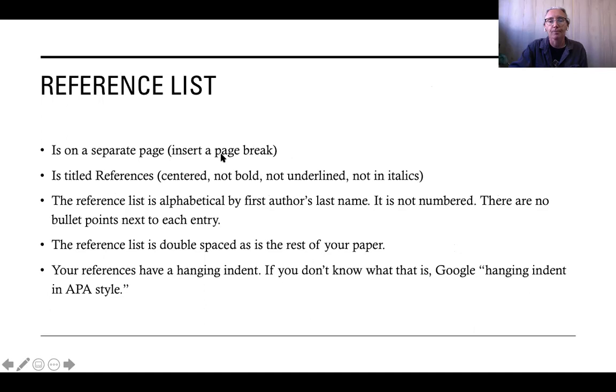It goes on a separate page, so insert a page break before it starts so that your program keeps it on a separate page. It is titled References. It is centered, it is not bold, it's not underlined, and it's not in italics. It is not titled Works Cited. It is simply References. Even if there's only one reference on that list, it is still titled References. The reference list is alphabetical by the first author's last name. It's not numbered. There are no bullet points for each entry.